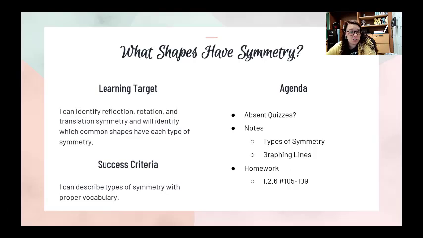Today we're going to look at what shapes have symmetry. Our learning target is that you'll be able to identify reflection, rotation, and translation symmetry and be able to tell what common shapes have those symmetries. You'll know you're successful when you can describe different types of symmetry with proper vocabulary.